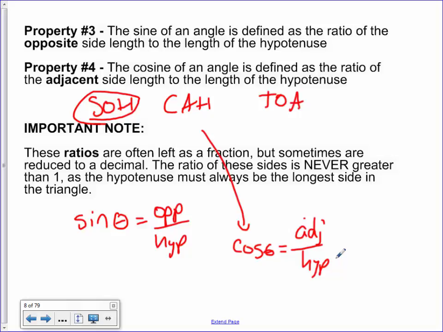This ratio should never be bigger than 1. There is no way that when you do opposite over hypotenuse it's bigger than 1. The reason is that the hypotenuse has to be the longest side. By definition, the hypotenuse is the biggest side of the triangle. So there's no way you can take a number and divide it by a bigger number and have it be greater than 1. If it's 1 over 2 or 7 over 9 or 100 over 101, I guarantee you this ratio is always less than 1. That makes sense?